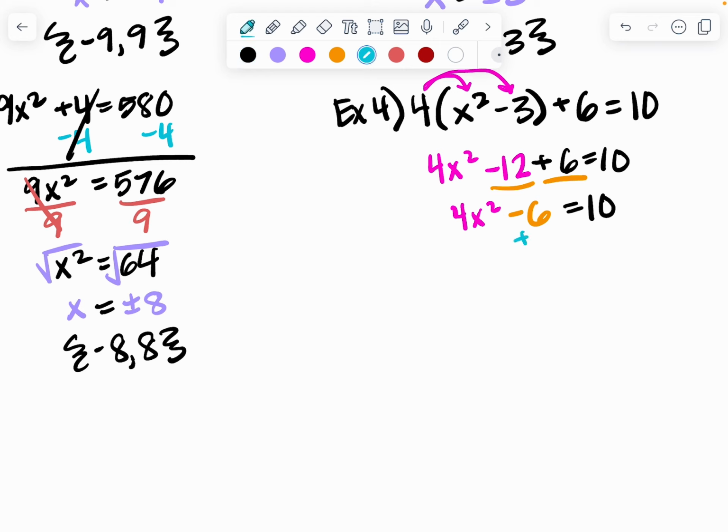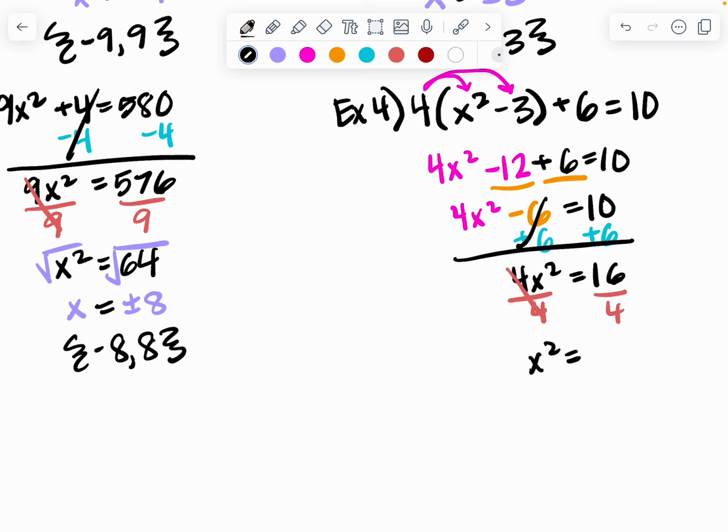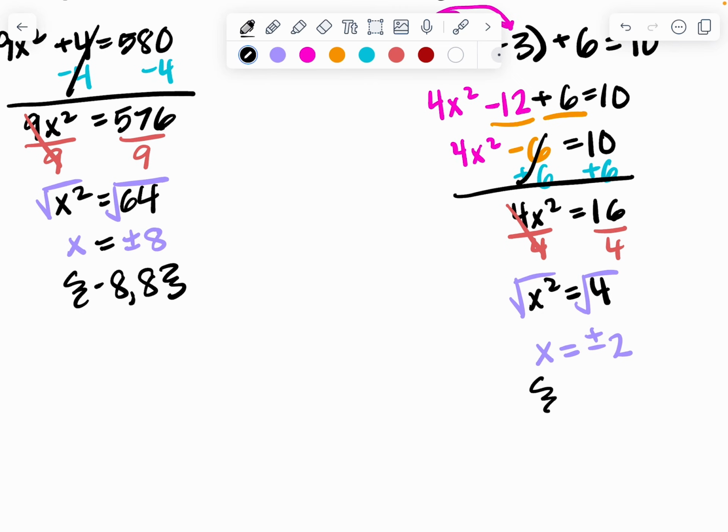Now we can add 6. Okay, this is looking better now. 4x squared equals 16. Divide by 4. And now we have x squared equals 4. And now that x squared is by itself, I can take the square root. Square root of x squared is x, equals positive and negative 2. So my solution is negative 2, 2.